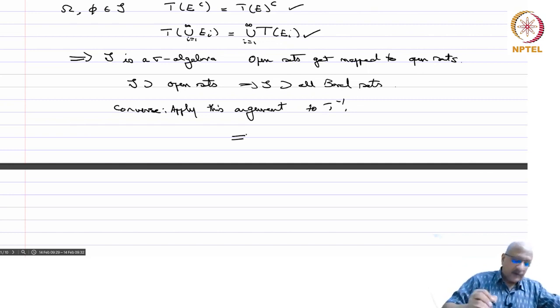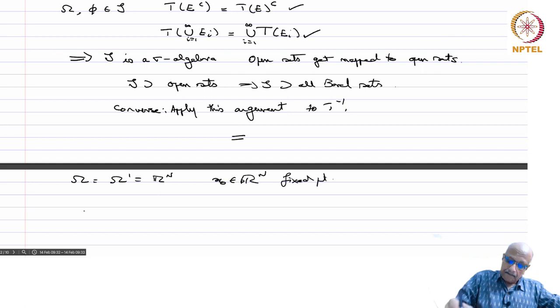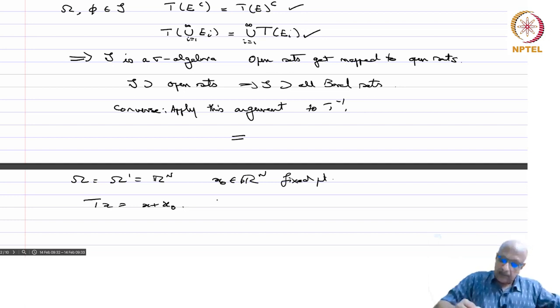And so now as a special case, let us take omega equals omega dash equal to Rn, and x naught in Rn fixed, and we take T of x as the mapping x plus x naught. So it's just translation by x naught, and therefore that is a homeomorphism. So E is Borel, by the lemma, if and only if T(E) is Borel.